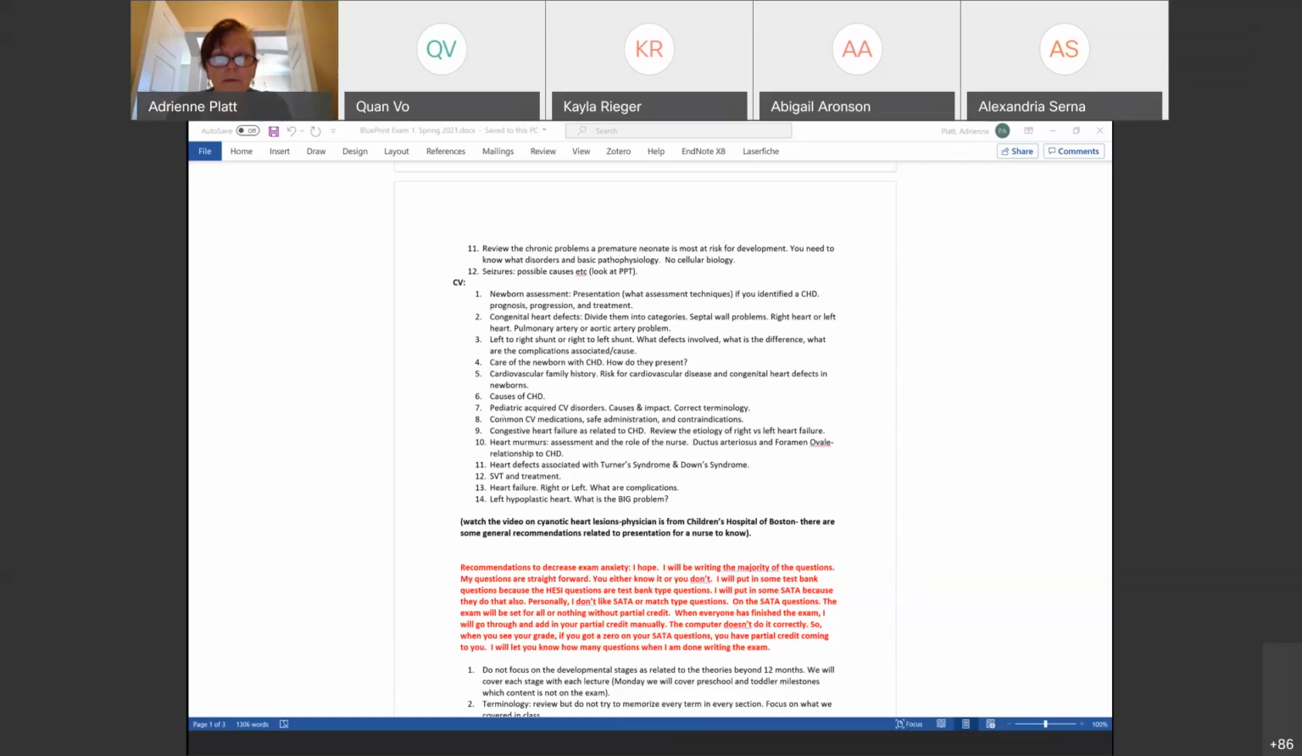Let me go back here. We've got the medications there. Congestive heart failure as related to congenital heart disease. So right is going to go systemic. Remember the periorbital edema. Left is going to go into the lungs.